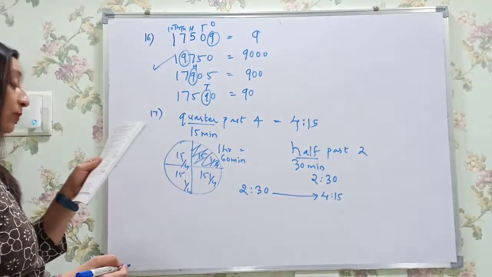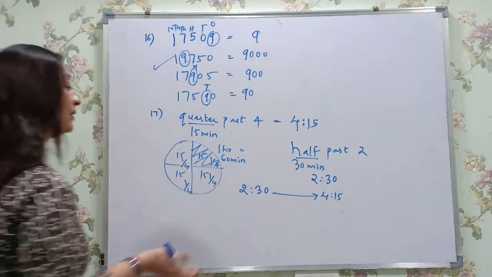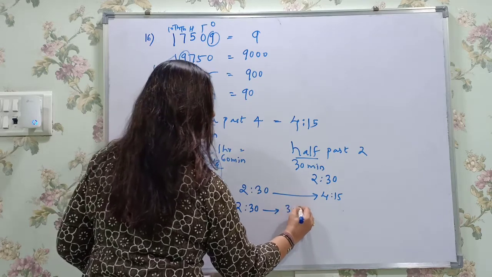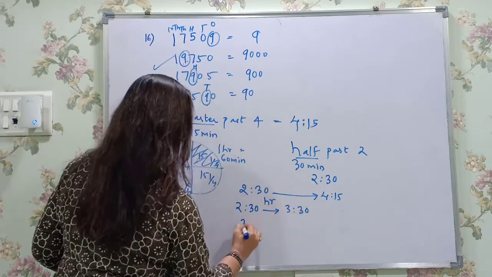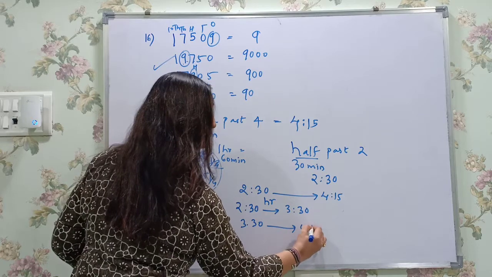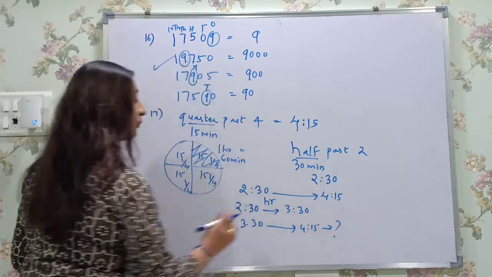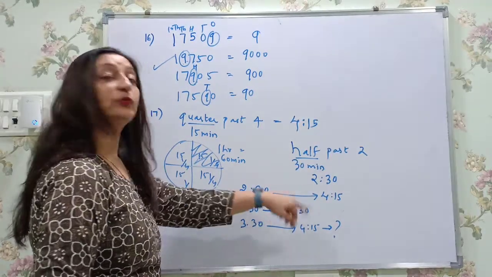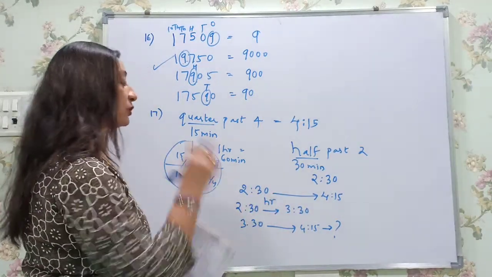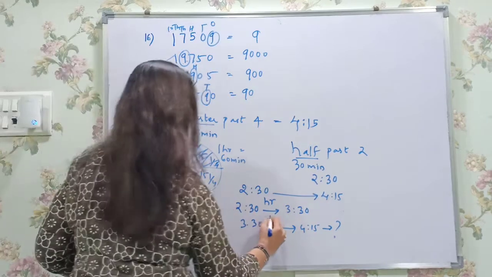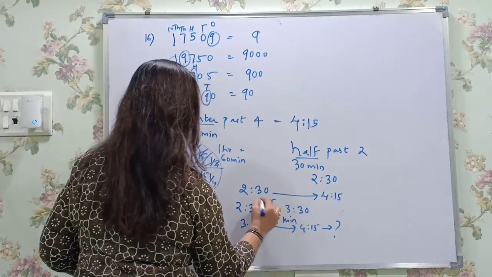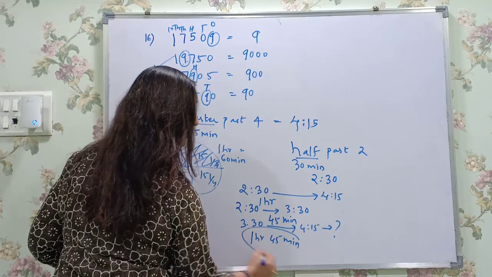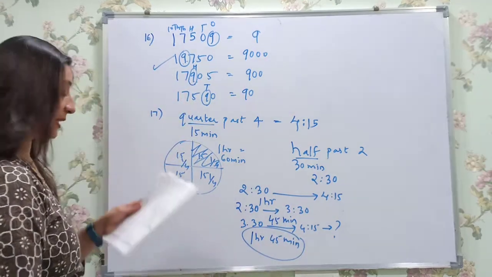Okay? So how much time is there for the meeting to start? So 2:30 to 3:30, it is 1 hour. Okay? And 3:30 to 4:15, how much is it? 3:30 to 4 o'clock is 30 minutes and 4 o'clock to 4:15 is 15 minutes. So 30 plus 15 will become 45 minutes. So this is 1 hour 45 minutes. So 1 hour 45 minutes is left for the meeting to start.